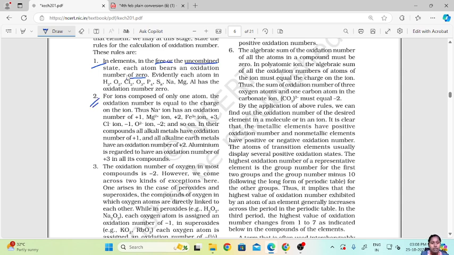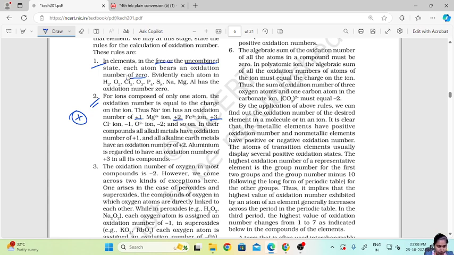Second rule: for ions composed of only one atom, the oxidation number is equal to the charge on the ion. Thus, Na plus ion has an oxidation number of +1, Mg2 plus ion has +2. So when an ion is present in a free state, whatever charge it has will be its oxidation number. For example, Na plus will have +1, Mg2 plus will have +2, Fe3 plus will have +3. When an ion is present in its free or one-atom state, the oxidation number is equal to the charge on the ion.